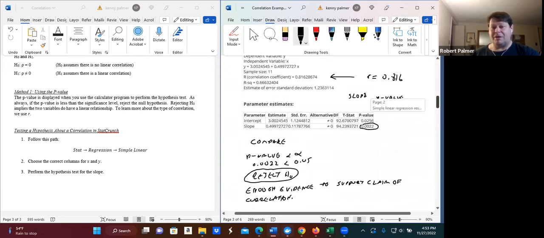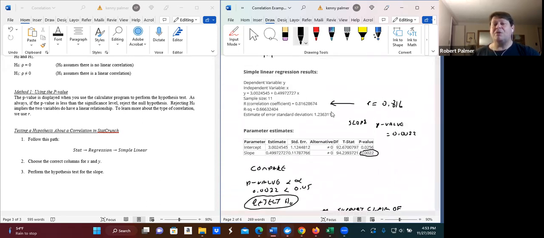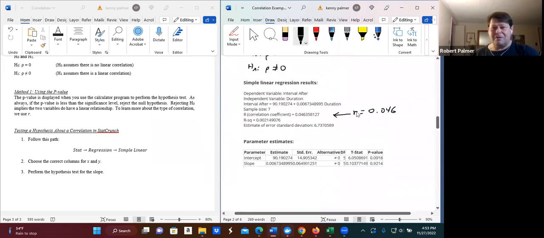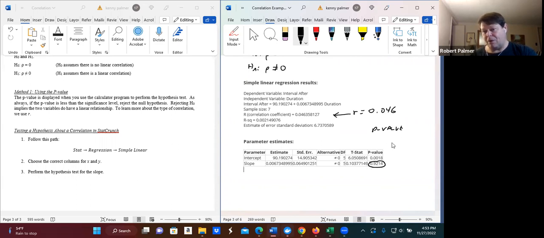In fact, we should have mentioned this back here: the 0.86 in the previous example was a pretty strong example. It would have been even stronger without that outlier value. In this case, R is also positive, but it's so close to zero that it doesn't have much meaning. Then our p-value is right here. It's equal to 0.9214. You can see that's very large.